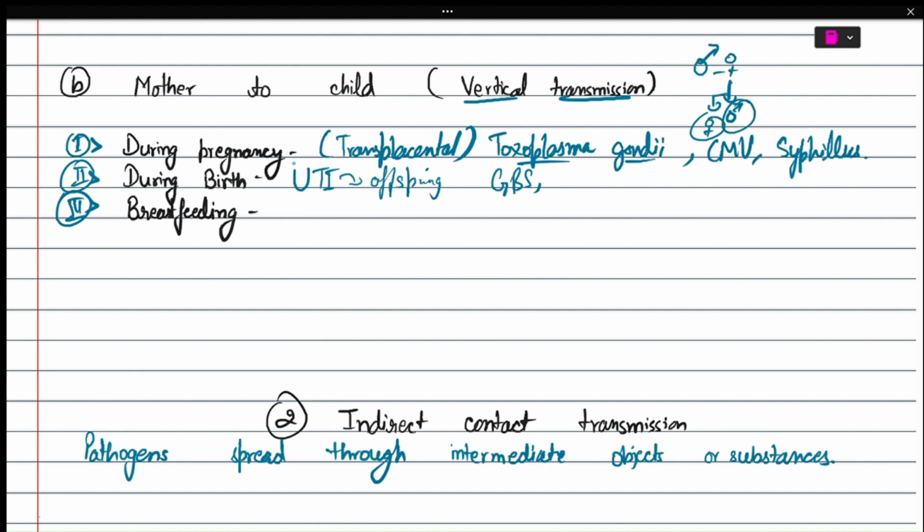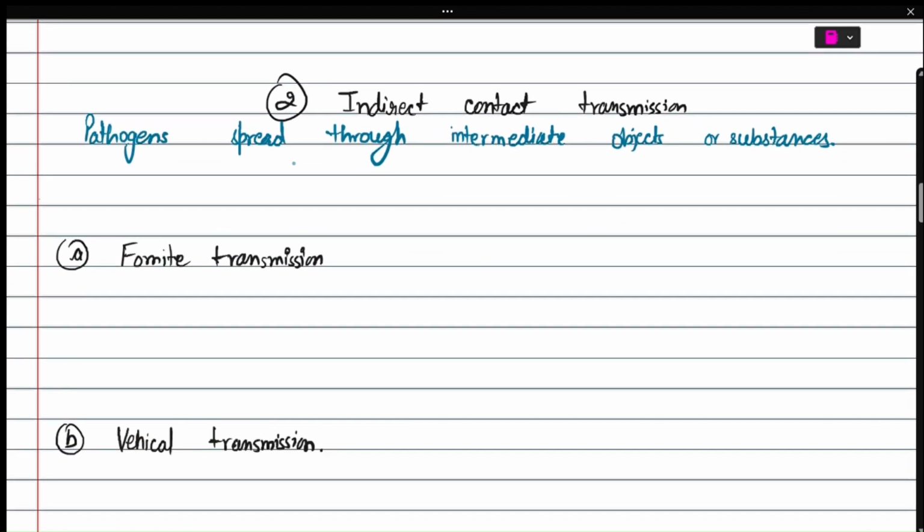and also during breastfeeding. Like if a mother has gained some sort of infection after giving birth to a child, and after gaining that infection, if that mother is feeding milk to the offspring, then it is possible that infections like HIV and cytomegalovirus can be transmitted via blood to the child. Then we will move to our second mode of transmission or route of transmission, which is the indirect route.